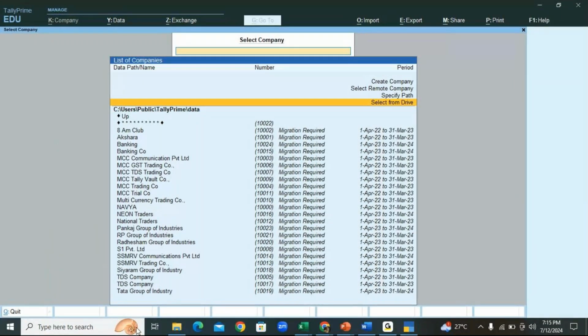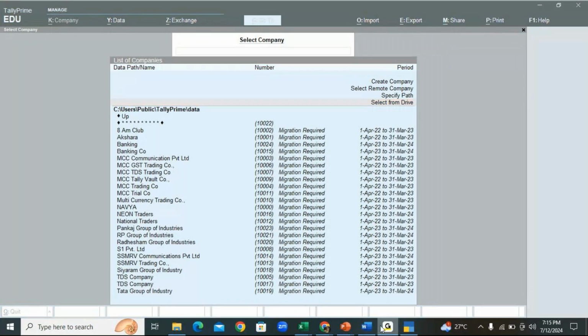Excuse me, ma'am. Please tell me. Ma'am, it's showing that Windows Defender firewall has blocked some features of this app. It's not opening, ma'am. Only the logo got opened, and then there is a disclaimer given. What should I do, ma'am?